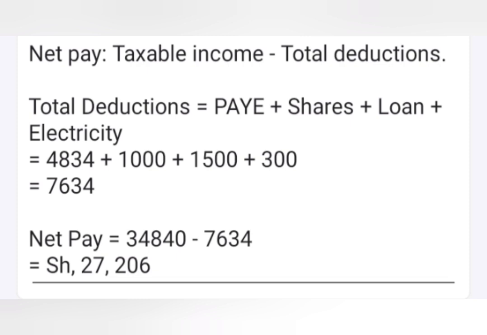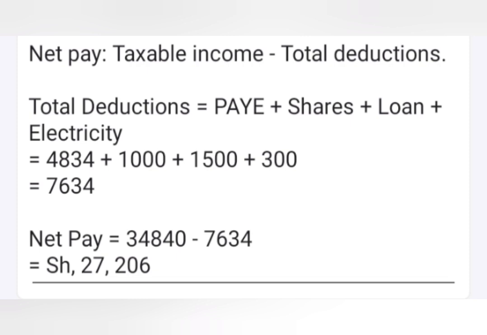So finally, we can now calculate our net pay. Net pay is always given by taxable income minus the total deductions. And how do we calculate the total deductions? These ones are given by the net tax that you are supposed to pay plus any other deductions. So in our case, the person is supposed to pay shares, loans, and electricity. The tax that we have calculated is 4834 plus 1000, 1500 plus 300, which gives us 7634.